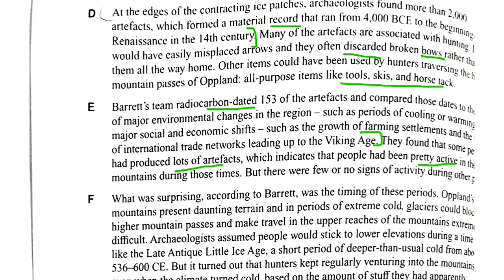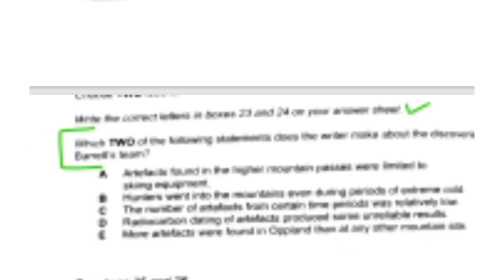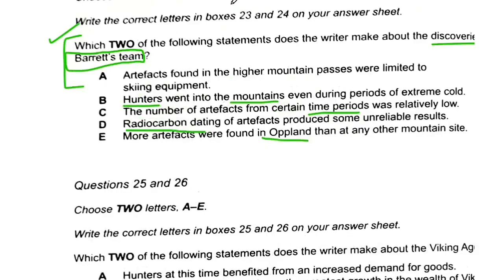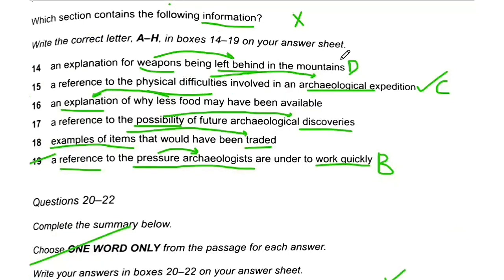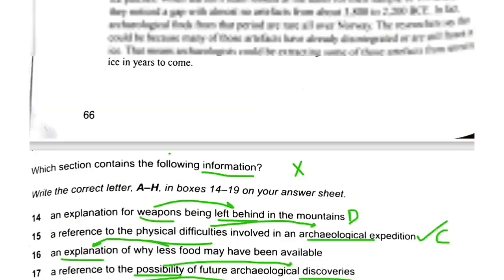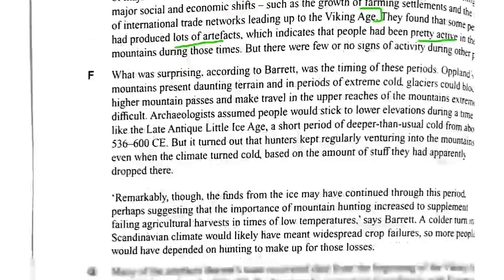So we have clearly read this in the MCQ question. Here, the number of artifacts from certain time periods was relatively low. So the answer for this is C. And we'll also look into the matching information. You can just scan through this if you're finding anything related to the paragraph. You can see that there is nothing related to the paragraph. So we'll read the next paragraph.